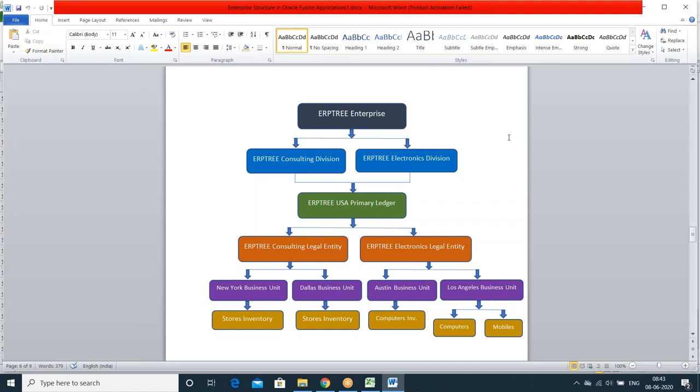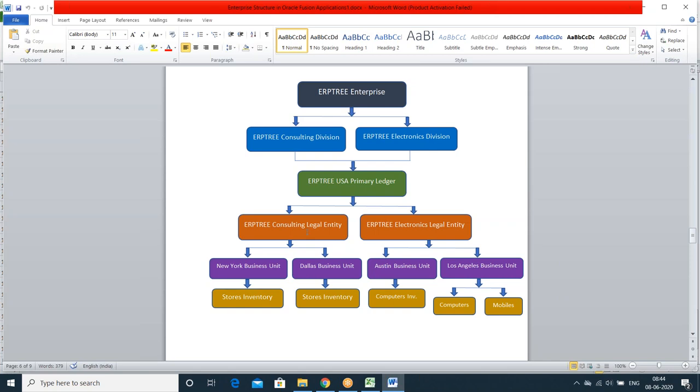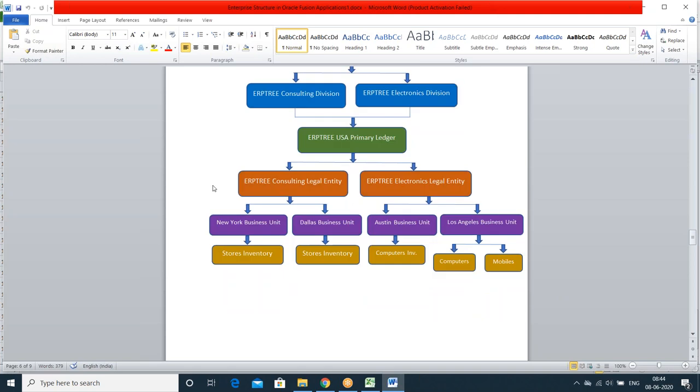Say I take the example that for each type of business, they have a separate registration. So in that case, we have to maintain a separate legal entity. For each registration, we have to go with a separate legal entity. For the consulting business, one registration, so ERP3 consulting legal entity. For the electronics business, a separate registration, ERP3 electronics legal entity. So two registrations.